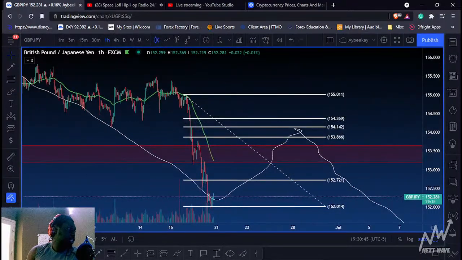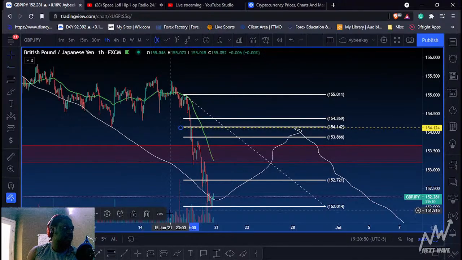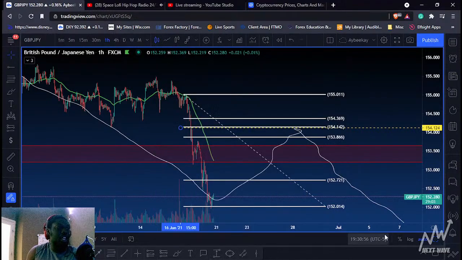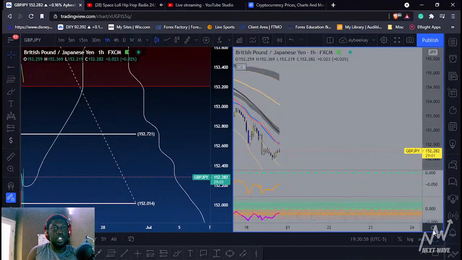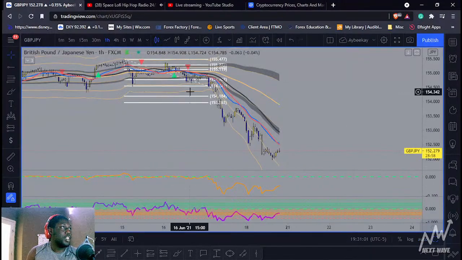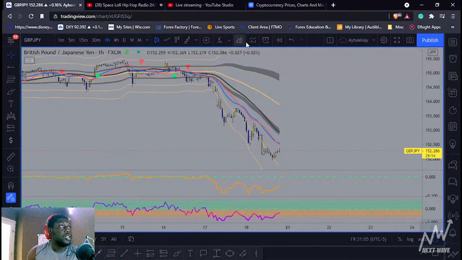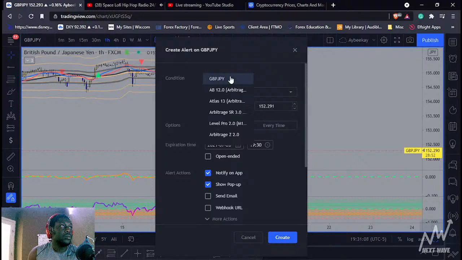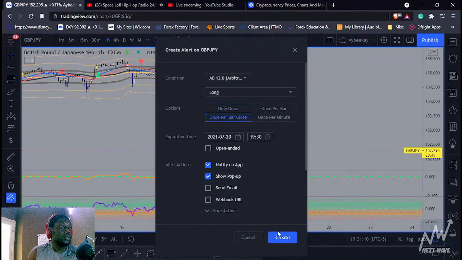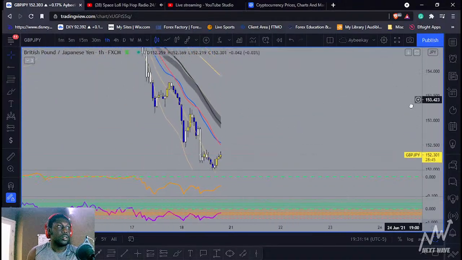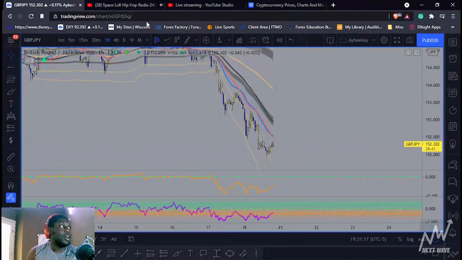So I'm going to go ahead and set this alert here. Once per bar. No, I don't need once per bar close on this. Create. And then let me go on to arbitrage. 1 hour time frame, if I'm not mistaken. Let me get rid of this right here. Set that alert on. Yeah, I like that alert on GJ.